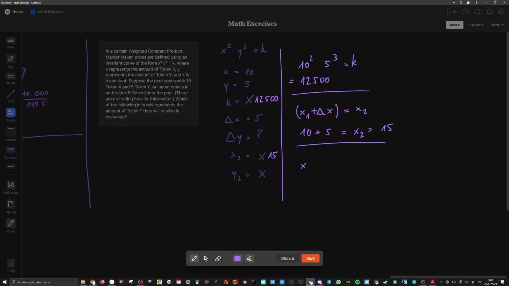So x2 squared times y2 cubed should also be equal to k. In this equation we know k and we know x2, so we can find y.